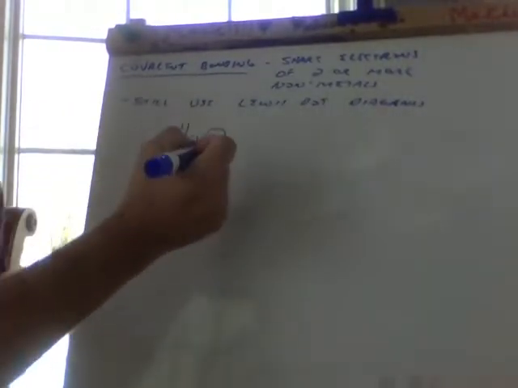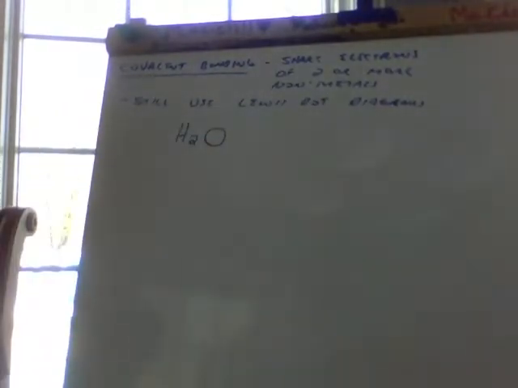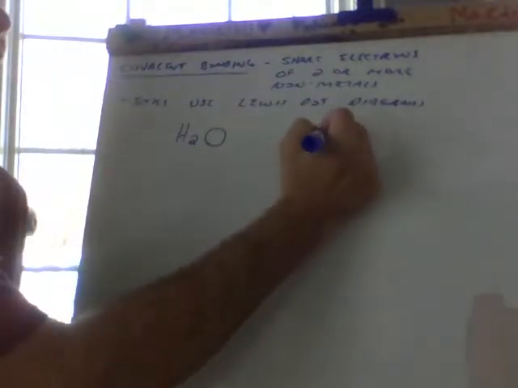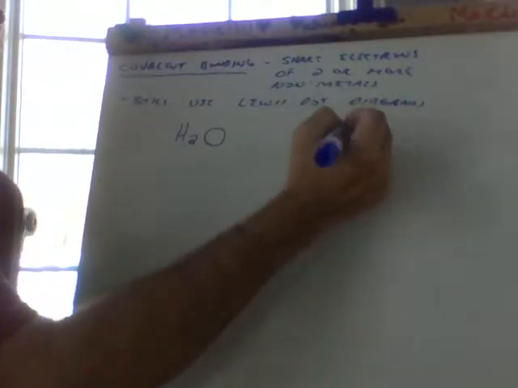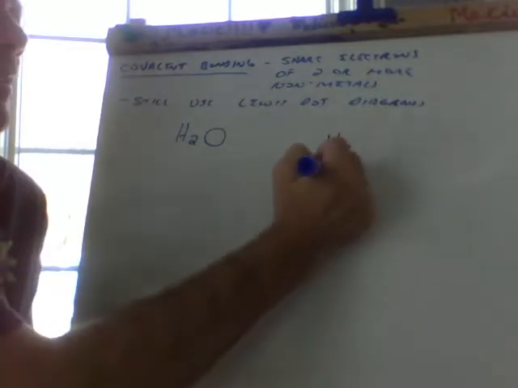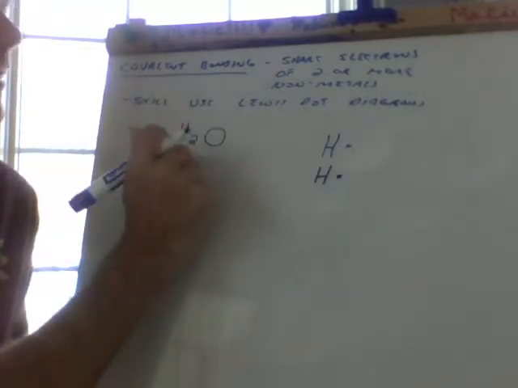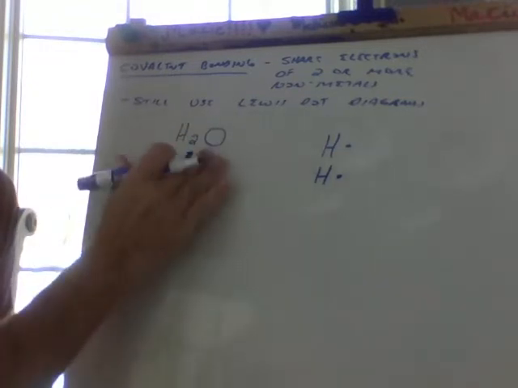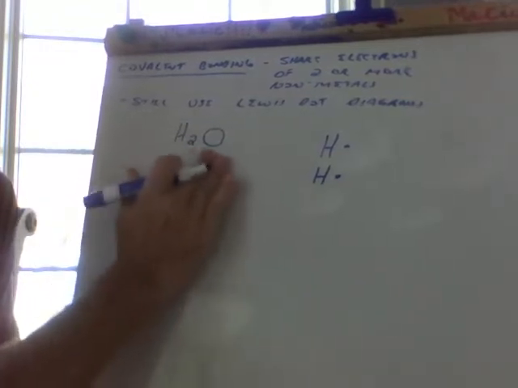All right, water is H2O. So how does that stick together? How do two non-metals that can't transfer to each other make this work? Well, we're still going to use a Lewis dot diagram. If you look at hydrogen, it's got one valence electron. You have another one, because it's H2. These little numbers right here are called subscripts. We're going to talk about that later on.